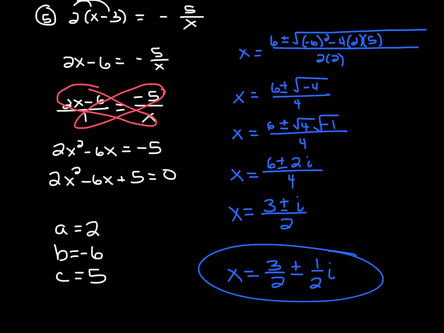Now because we want it in a plus bi form, what we have to do is just individually look at these. My a would be 3 over 2, which I wrote here. And my b would be, really, there's a 1 in front of this i, so it would be 1 over 2 i.